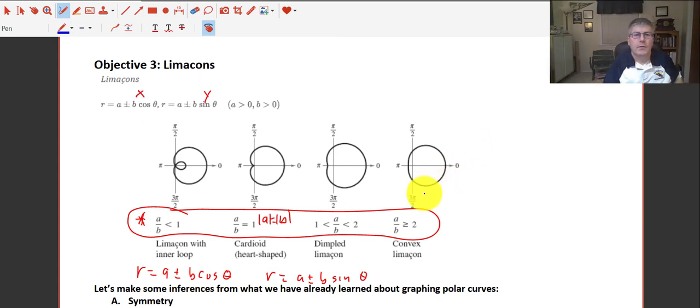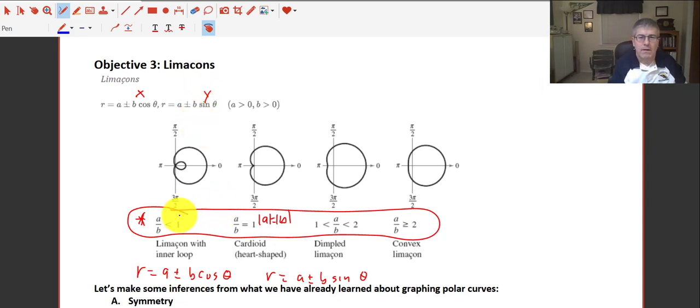Now let's take a look at Objective 3 and explore limacons. As you can see here, there's a variety of limacons, and it depends on what happens in our equation. So our equations for limacons, you can see here, are R equals A plus or minus B cosine of theta, or R equals A plus or minus B sine of theta. So again, cosine is going to be x and sine is going to be y. So think about how that might open on the x-axis and how sine might open on the y-axis.